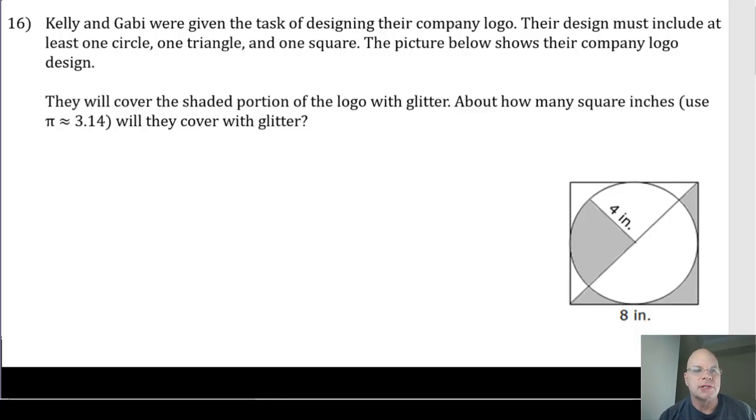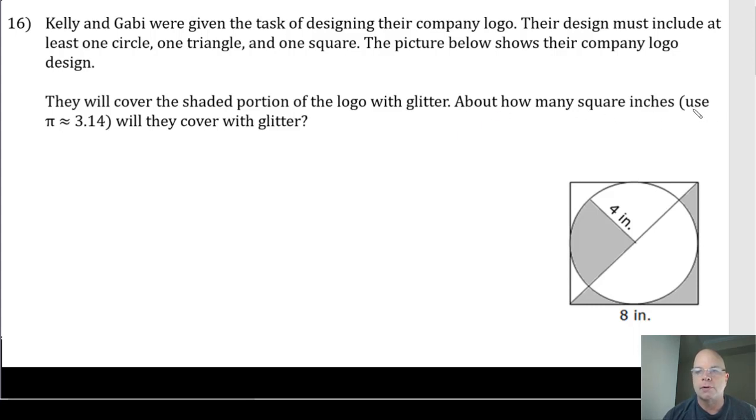Okay, problem number 16. Kelly and Gabby were given the task of designing their company logo. Their design must include at least one circle, one triangle, and one square. The picture below shows their company logo design. They will cover the shaded portion of the logo with glitter. About how many square inches?